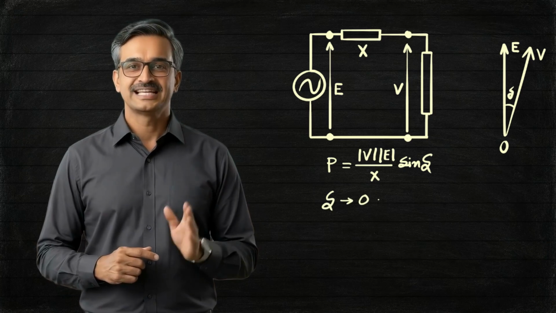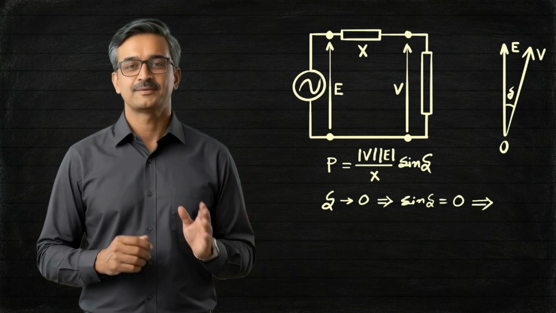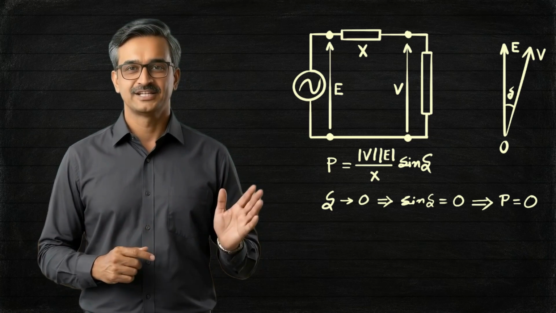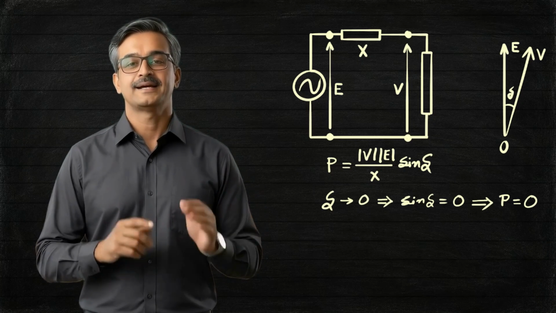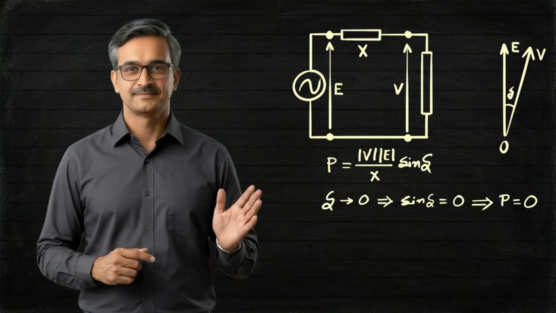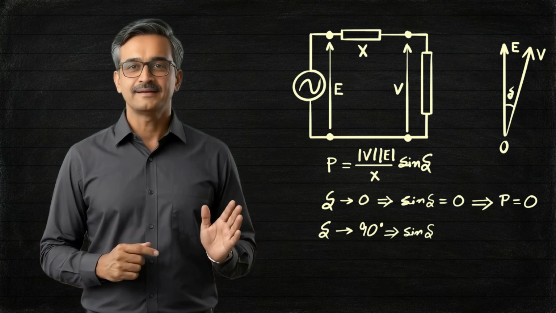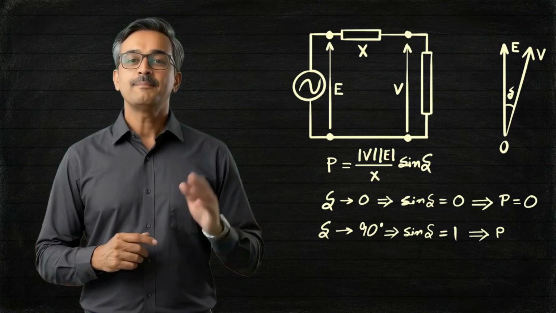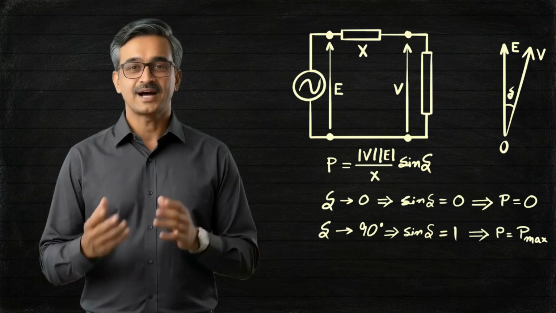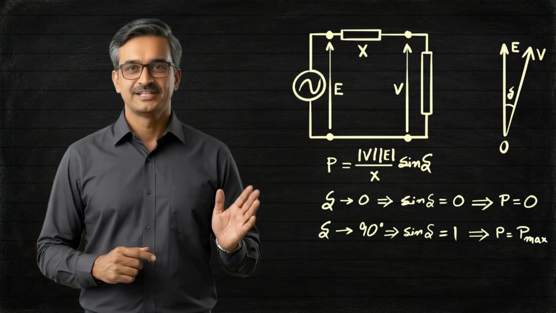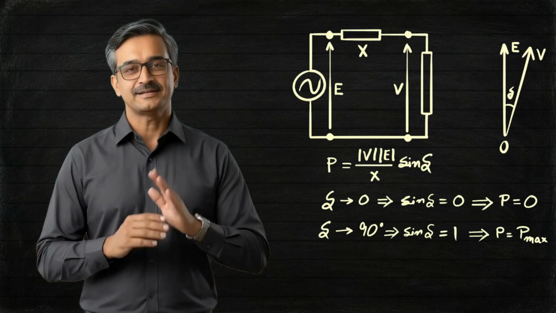When delta equals 0 degrees, the value of sine 0 is 0. Therefore, the transmitted power is also 0. As the load angle increases, the value of sine delta increases. Consequently, the transmitted power also increases. When delta becomes 90 degrees, the value of sine 90 degrees becomes 1. At this point, the transmitted power reaches its maximum value. The maximum power that can be transferred under steady operating conditions is called the steady-state stability limit. It occurs when delta equals 90 degrees.